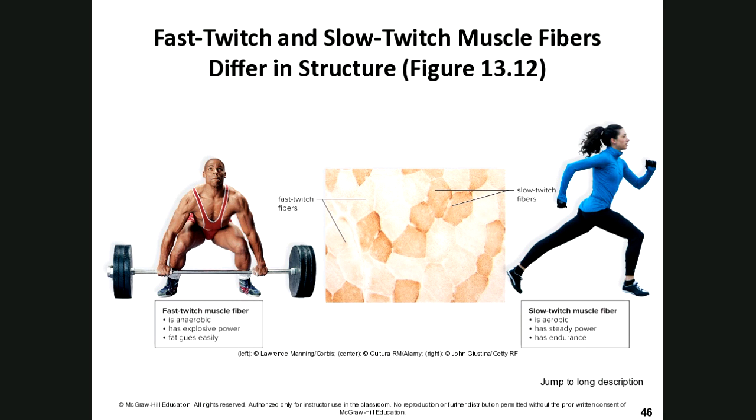Slow twitch fibers, on the other hand, are really built for endurance. They get most of their energy with oxygen through the aerobic pathway. And it's a nice steady power, but it also has more endurance. So if you think about the weightlifter, think fast twitch fibers. And if you think about the long distance runner, then you think more of those slow twitch fibers.